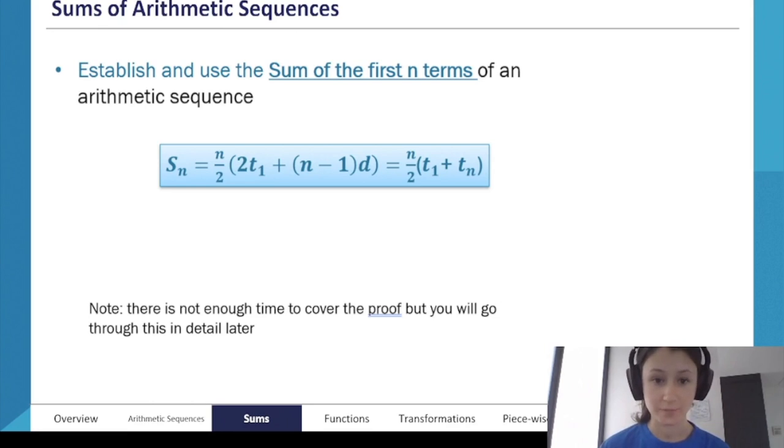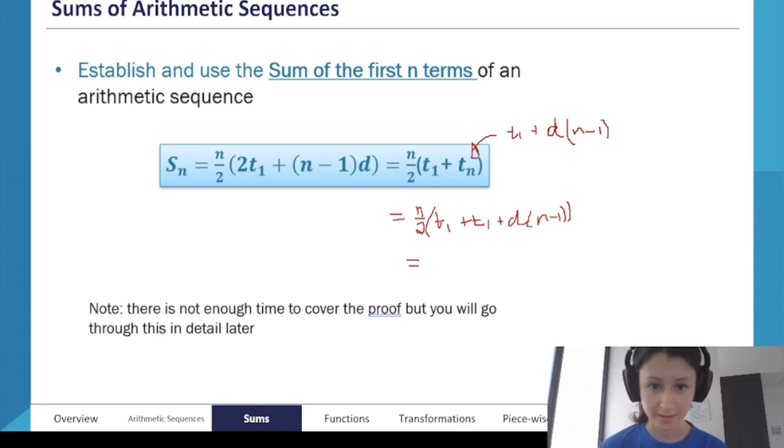So starting from this formula here, if we substitute in for Tn our general term, which is going to be T1 plus d times (n take 1), if we substitute that in, we're going to be adding T1 plus d times (n take 1).